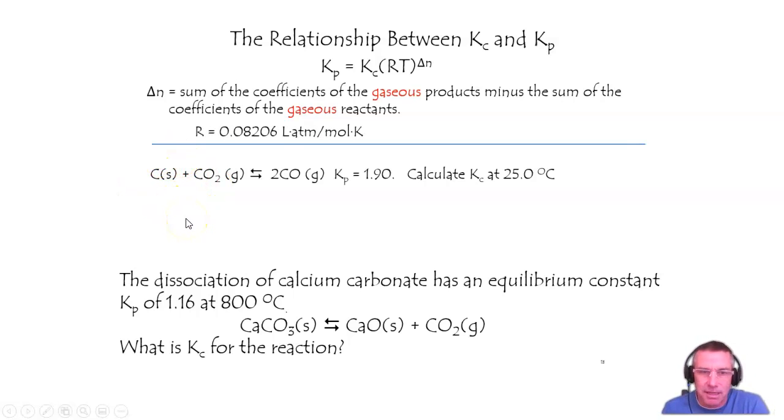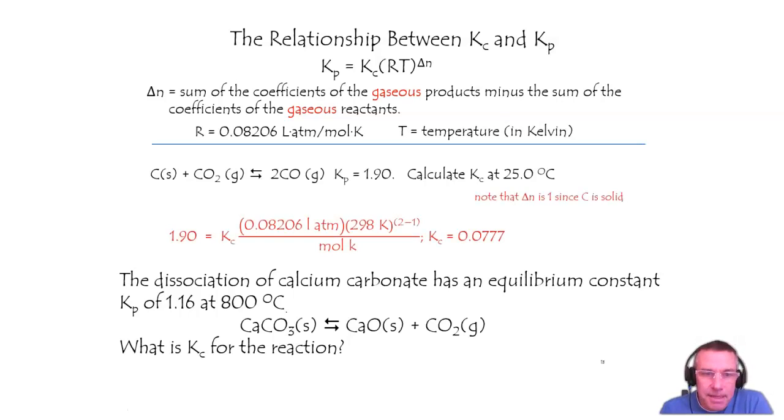I think that's a plug-in one. There's the R, and there's the T. And there you go. Plugging in directly, I have my numbers. I was very careful to write my liters atmosphere over mole Kelvin. I got my 2 minus 1, and the answer is 0.0777 with no units at all.